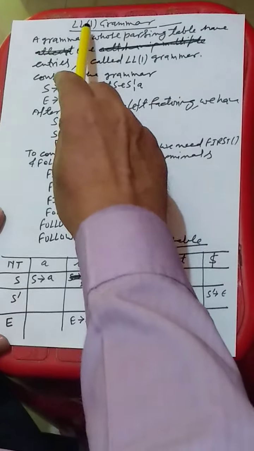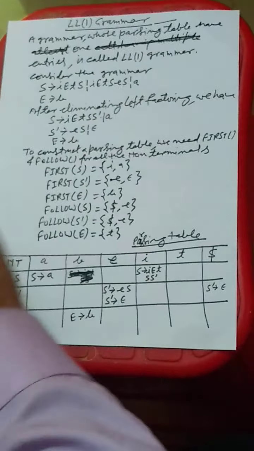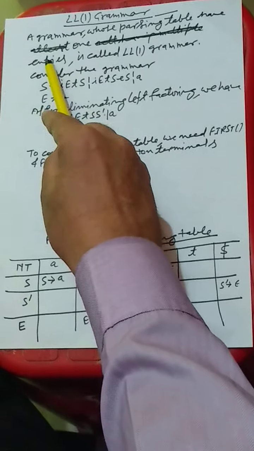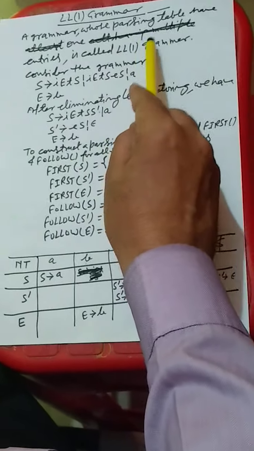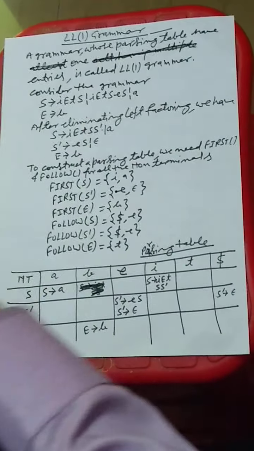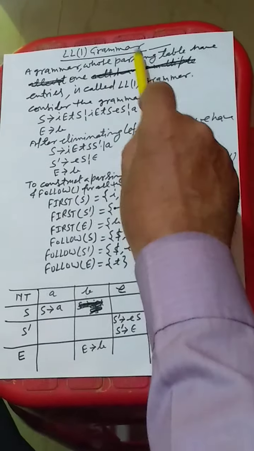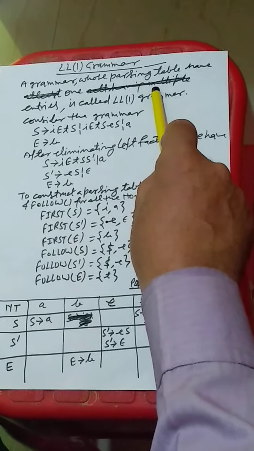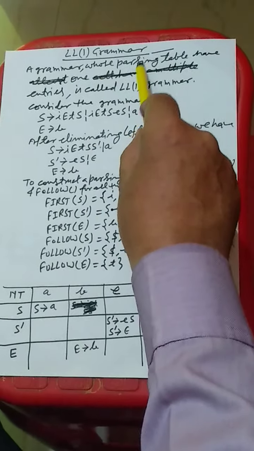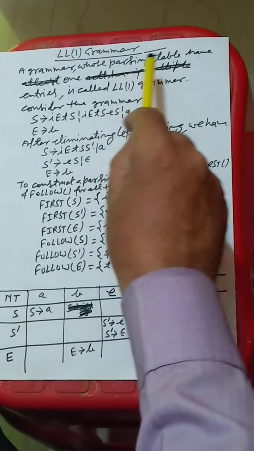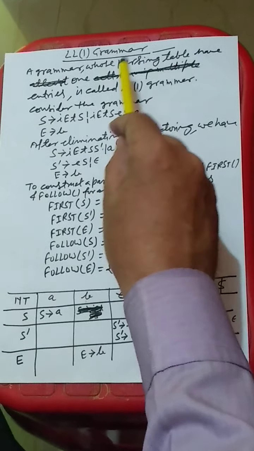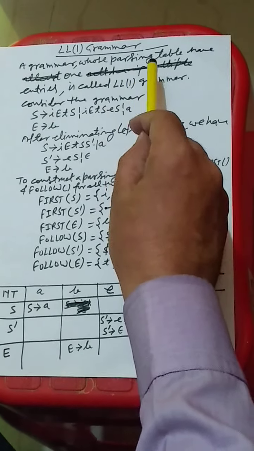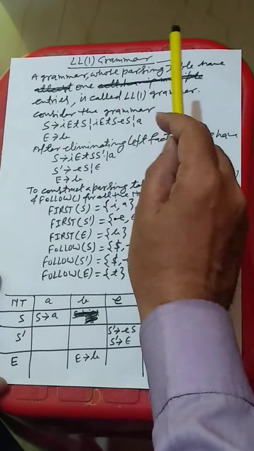Today's topic is LL1 grammar. A grammar whose parsing table has one entry at most is called LL1 grammar. It means अगर किसी पार्सिंग टेबल में किसी भी सेल में एक से ज़्यादा एंट्रीज हो गई तो वो LL1 ग्रामर नहीं होगा. So it means there will be at most one entry in each cell. That is called the LL1 grammar.